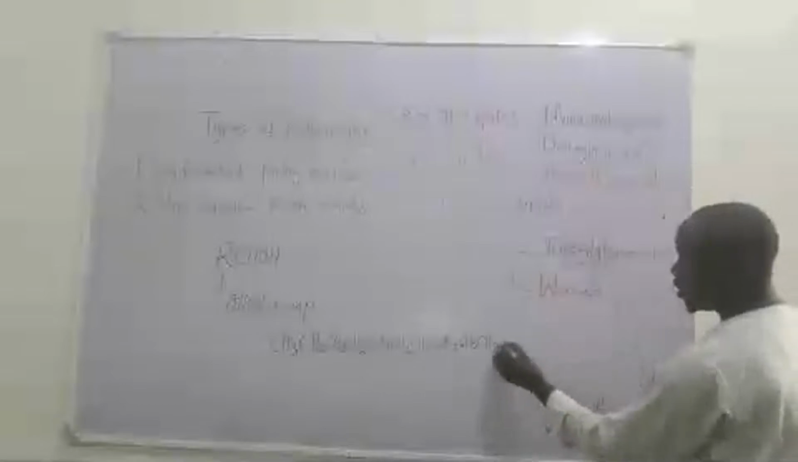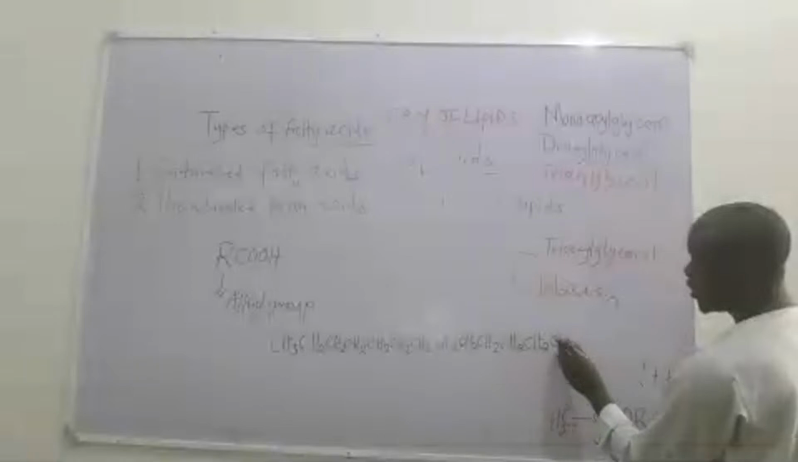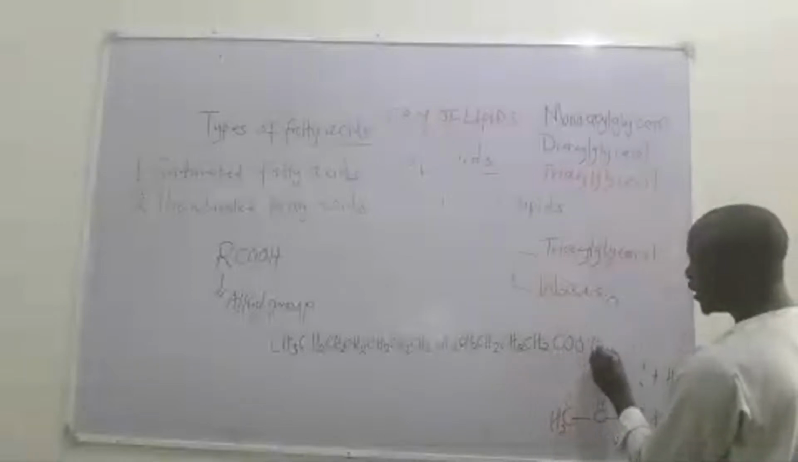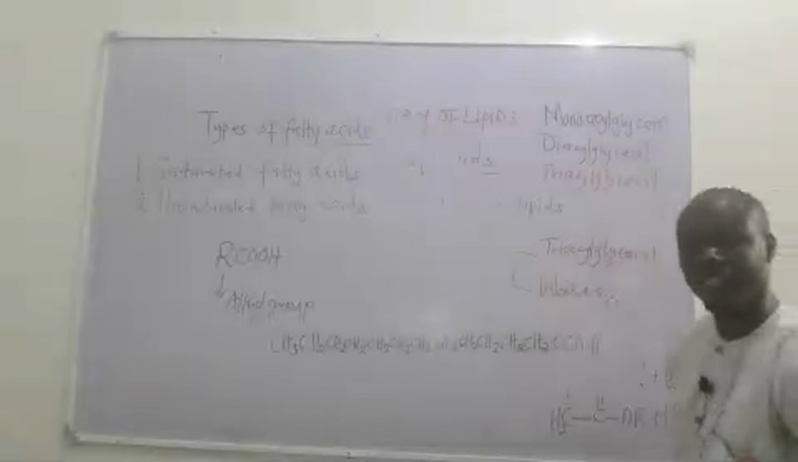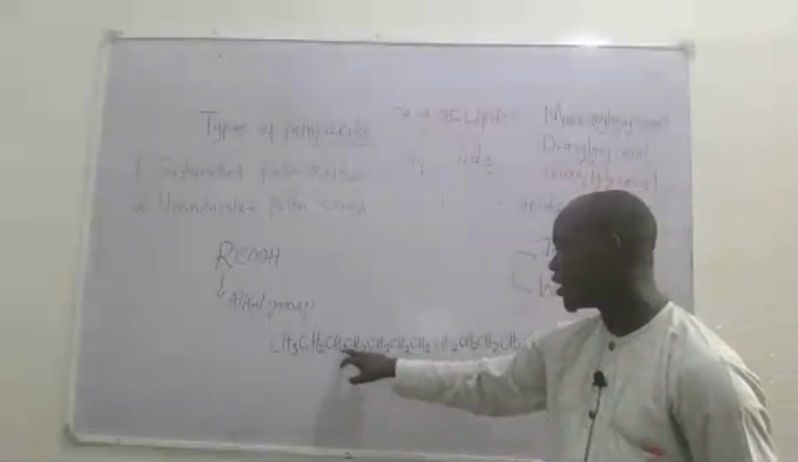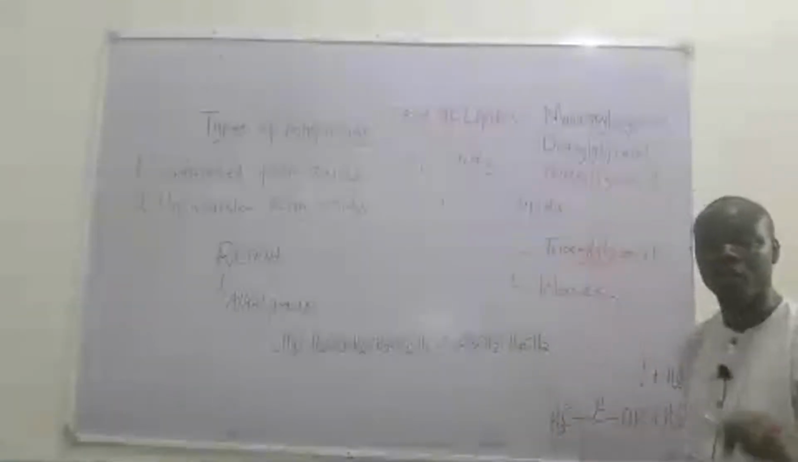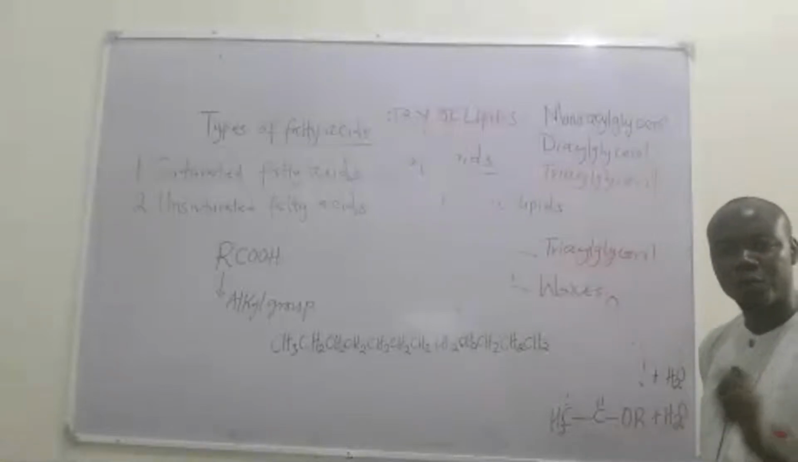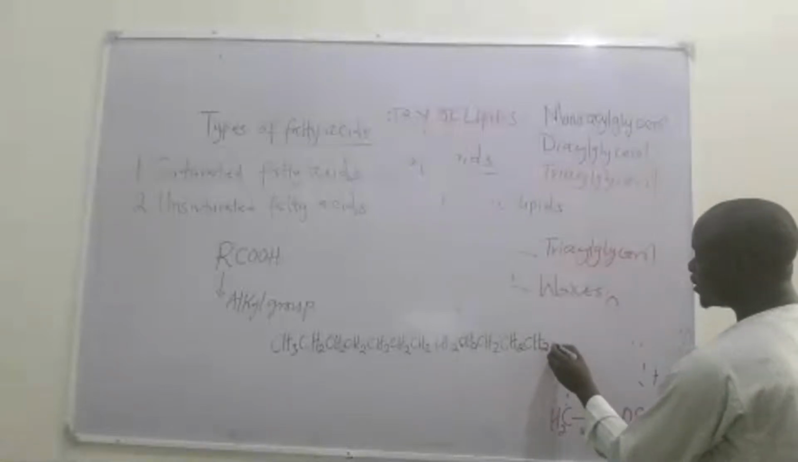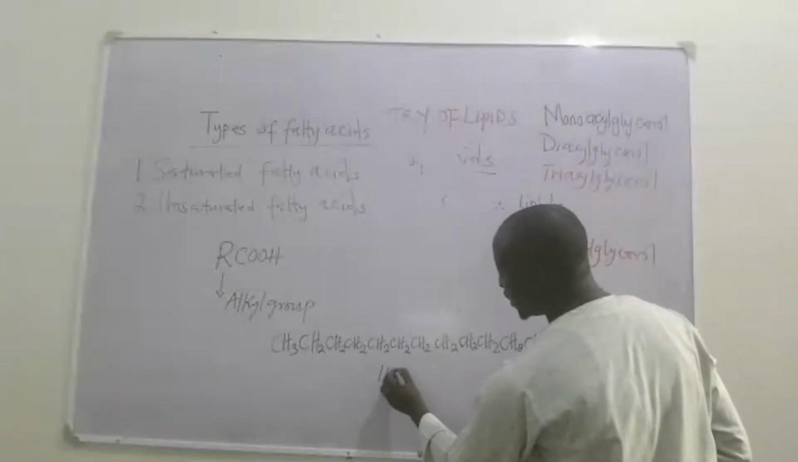Because they actually have a very long alkyl group. So let's look at this. You see, we have 1, 2, 3, 4, 5, 6, 7, 8, 9, 10, 11, 12, 13. So in fatty acids, especially in humans, the fatty acids are usually in an even number form. So here we have 14 carbon.